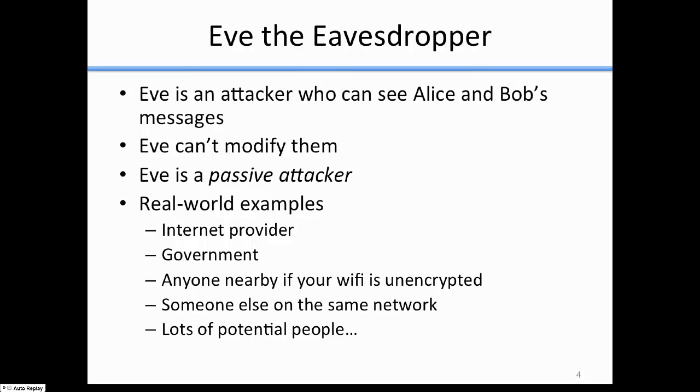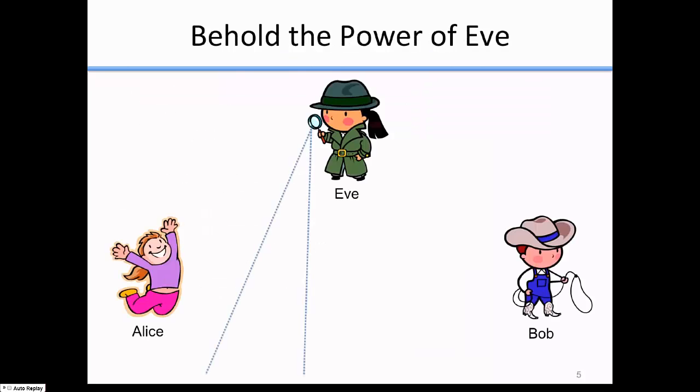Real-world examples of people who could be Eve, not necessarily that they are, but your internet provider could potentially look at any internet traffic you generate. Most governments have the ability to look at internet traffic generated within their borders. Anyone nearby you, if you're using unencrypted Wi-Fi, like we have here at QU, someone else on the same network can do some work to make themselves into an eavesdropper in your connection. There are lots of potential ways that someone could view traffic that you're producing on the internet, for example.